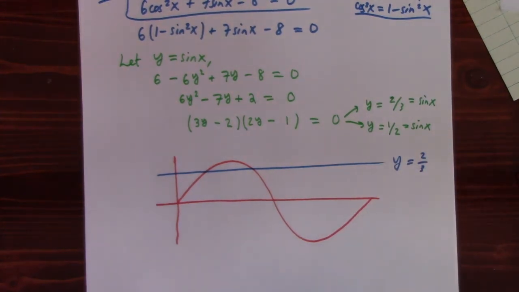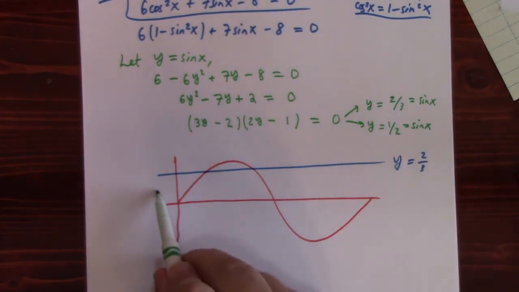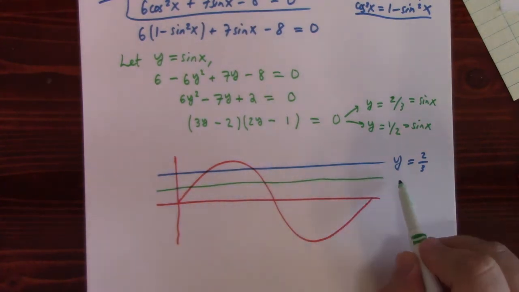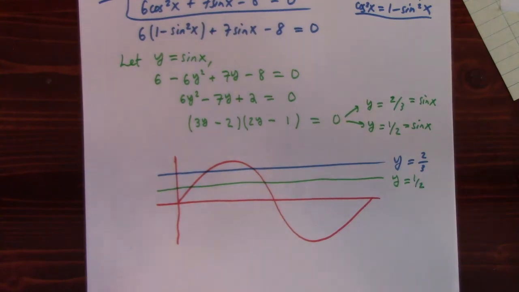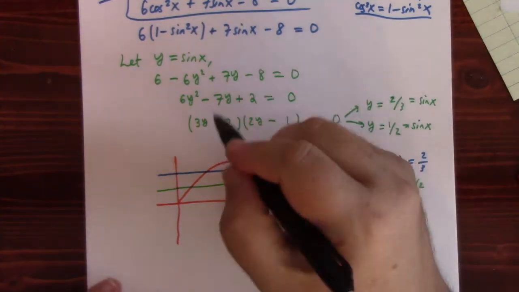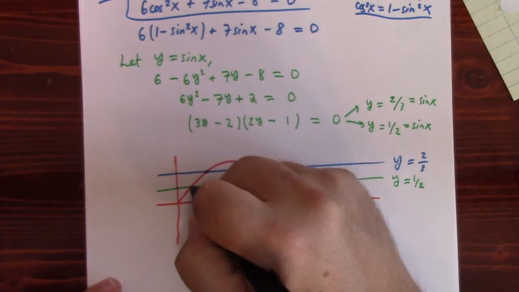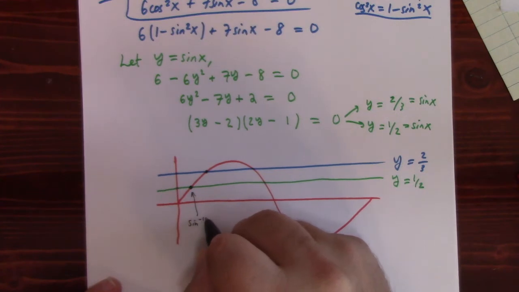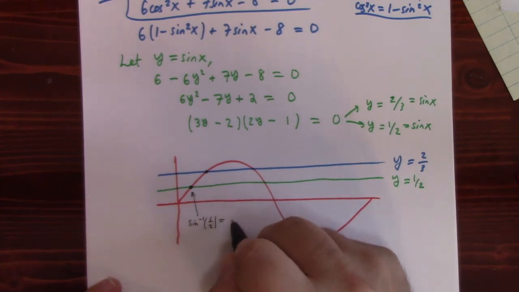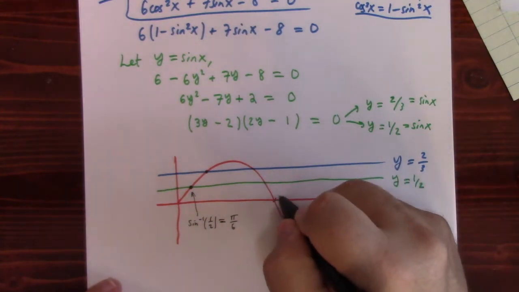And 1/2, maybe it's here. As you can see, these pictures are not intended to be precisely accurate. They're meant to be guides for the calculation. So this, I know, sine inverse of 1/2, that's a standard angle. That's pi over 6. All right, and so this is pi.